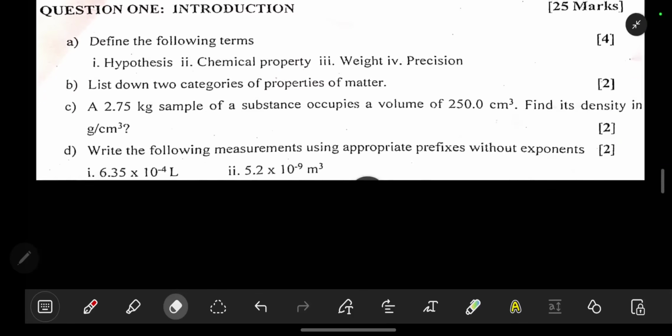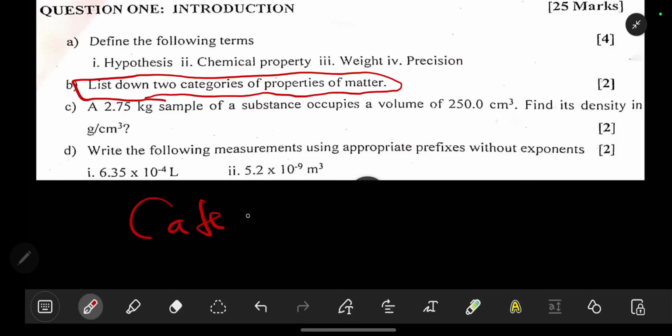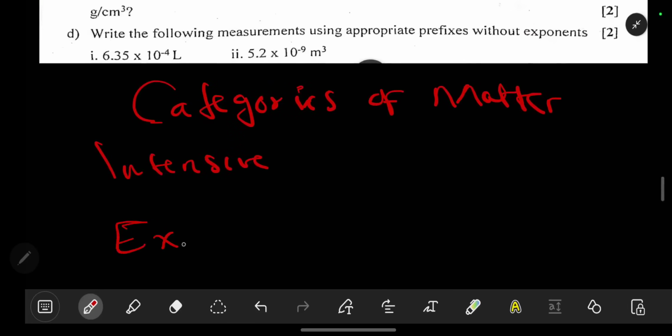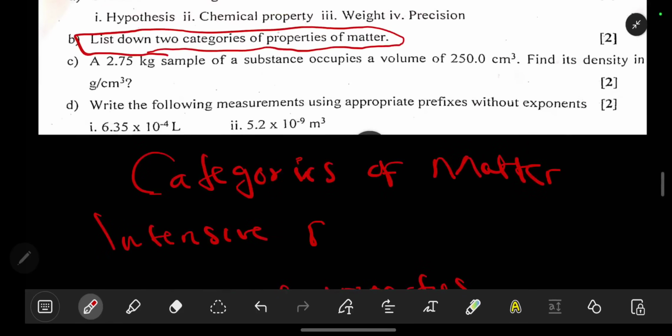Looking at this other one, list two categories of properties of matter. Immediately they are talking about categories. For this one specifically, the categories of matter we are looking at, don't say physical and chemical. Because of the word categories, we are looking at what we call intensive and extensive properties. Intensive and extensive properties. We are just required to list them down.